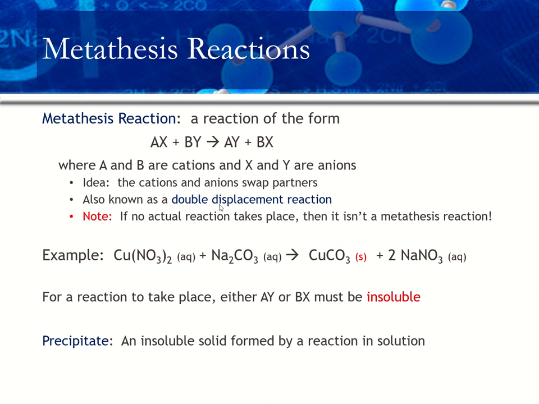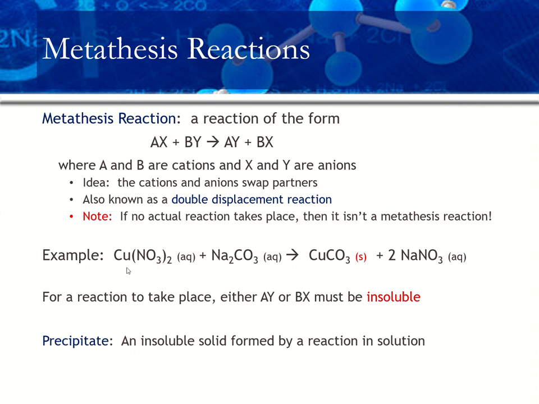This is also called a double displacement reaction for fairly obvious reasons, that the two cations are displaced and take on the opposite anions. Note in particular, and I've highlighted this in red, it's important, if no actual reaction takes place, then it isn't a metathesis reaction because there is no reaction. That is, if all of these species are aqueous, then they're really just floating around as separate cations and anions in solution. Remember, they're all strong electrolytes, so they really exist as ions in solution unless one of them is insoluble.